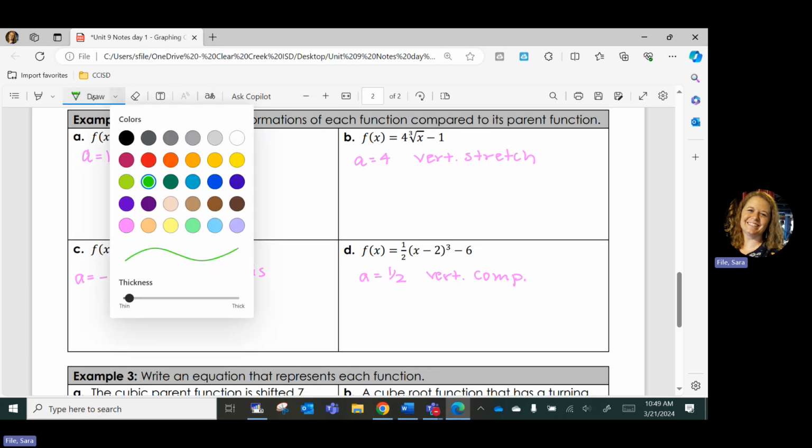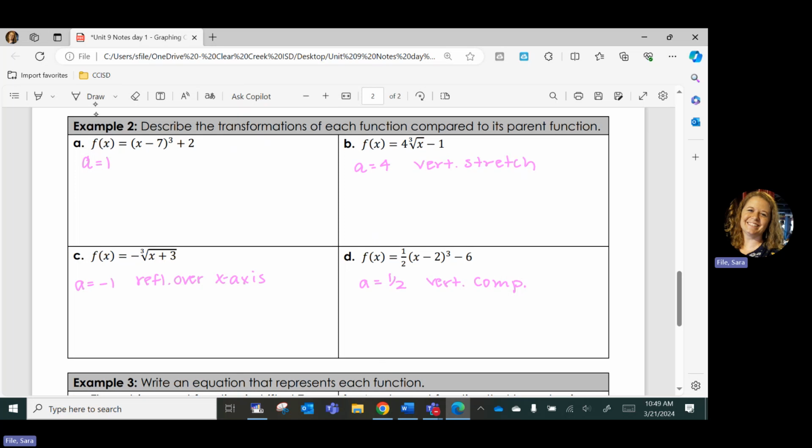What about H? What's H in the first one here? +7, so that is right 7. H here is 0. It's not under the radical. It's not an H. Okay, here H is -3 because it's the opposite. So that's left 3. And here H is +2. So that's right 2.